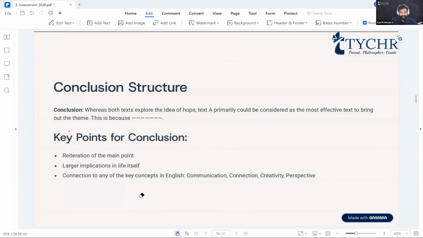Then you can connect to any of the key concepts if you want. These are all optional things. If you want to, you can do that to bring in a little bit of extra spice to your response. So that's how it is.